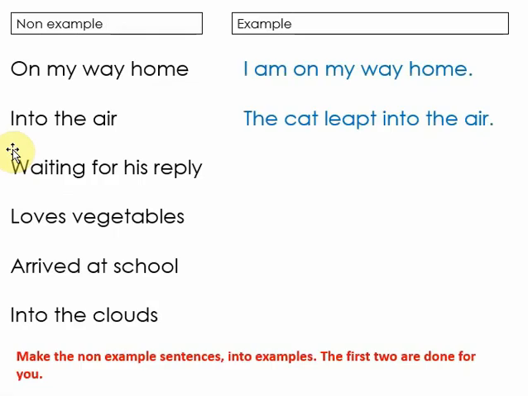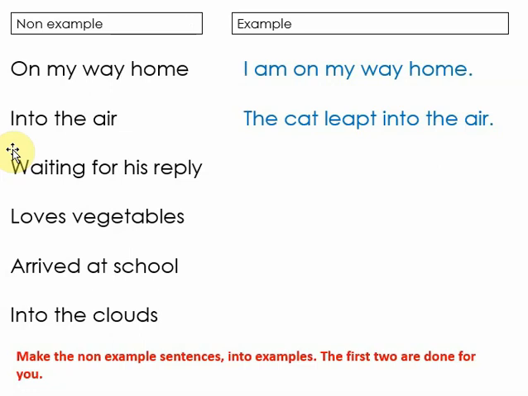Okay, so moving swiftly on. On the left here on this slide, all the ones written in black are non-examples. Those are not full sentences. On my way home, into the air, waiting for his reply, loves vegetables, arrived at school, into the clouds. They're missing some core bits. I've done the first 2 for you, but for 3, 4, 5, and 6, I would like you to turn them into example sentences.